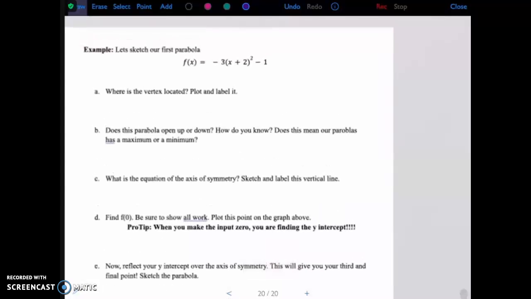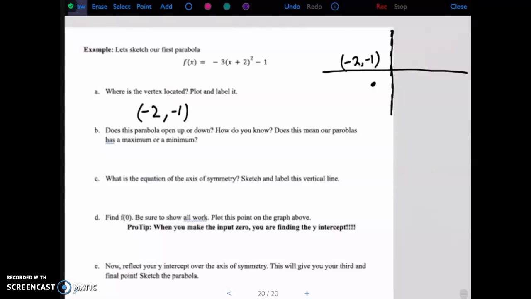Let's graph our first parabola. This is actually not our first parabola because we did it on Friday. This is a good review though. Where is the vertex of this thing located? So when I look at this, I can see it's in vertex form already. I can see the vertex is going to be at (-2, -1). So I can go to (-2, -1). I'm just going to guess where it is. I'm going to label my point.